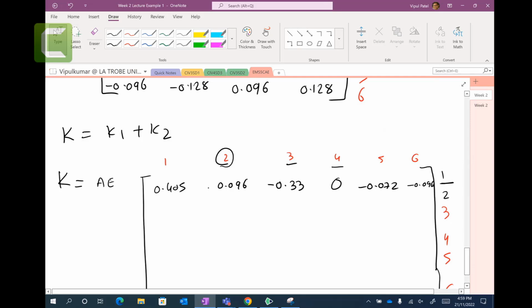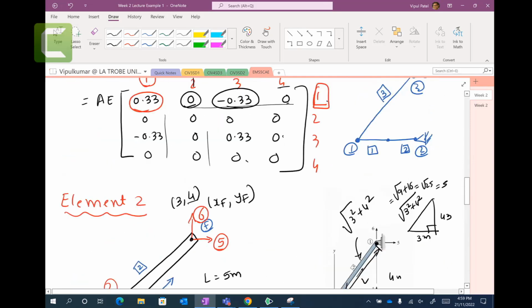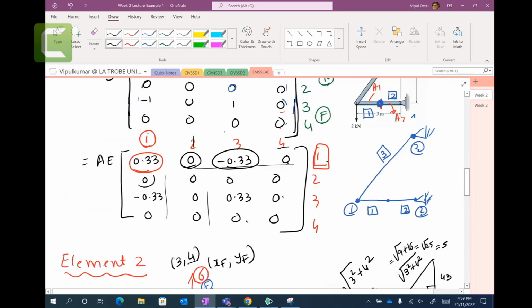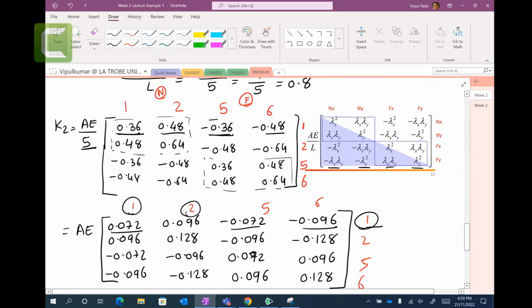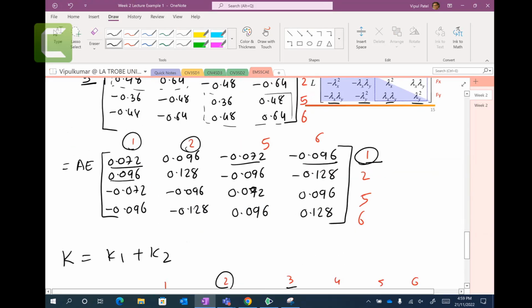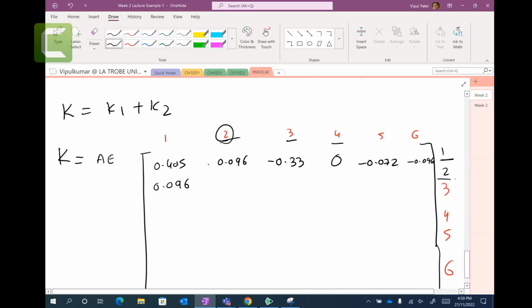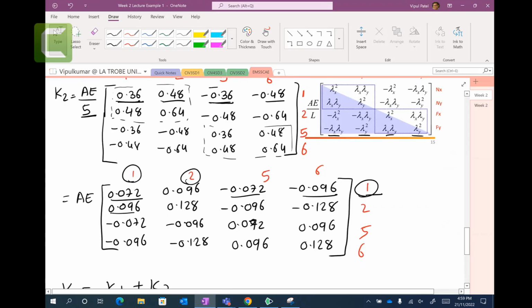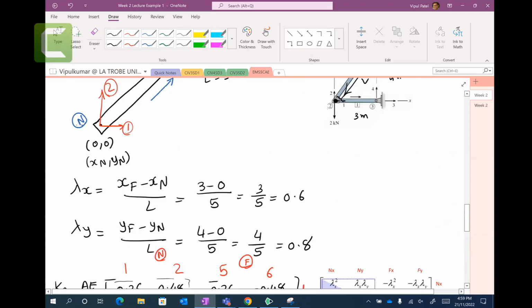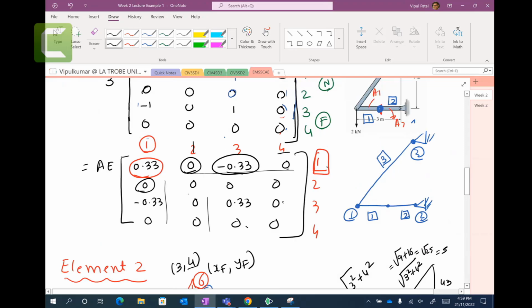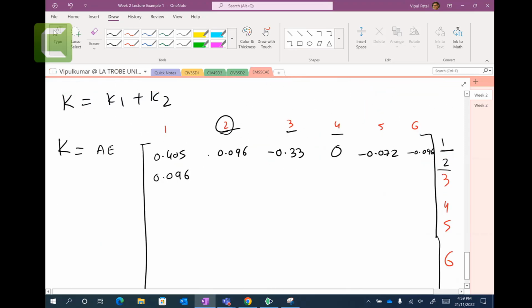Similarly, column 1, row 2, 0.096. Column 2, row 2. I hope you get the drill. 0.128, and there is a 0, so 0.128. Column 3, row 2.